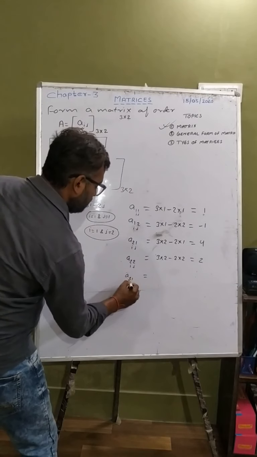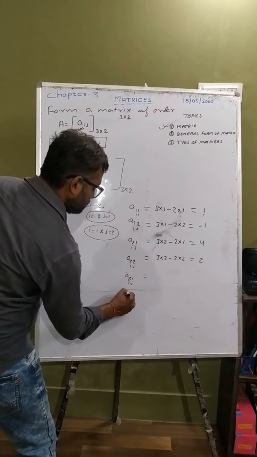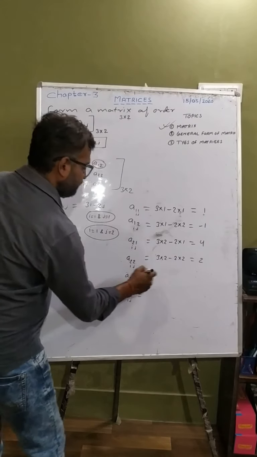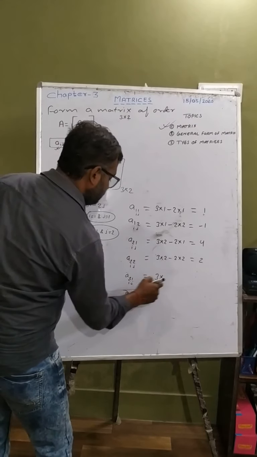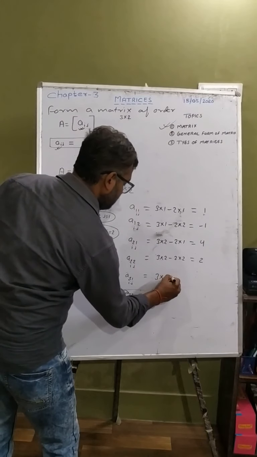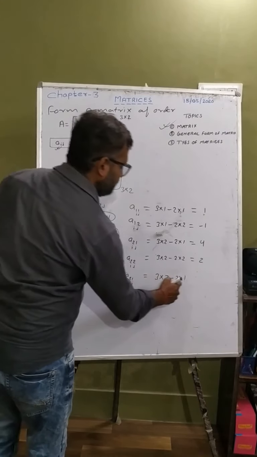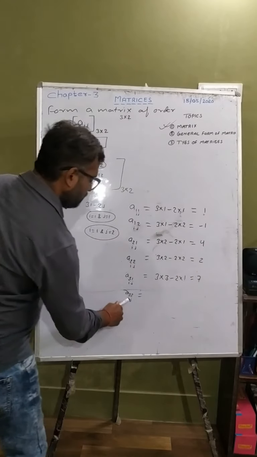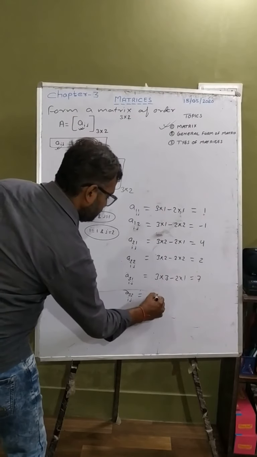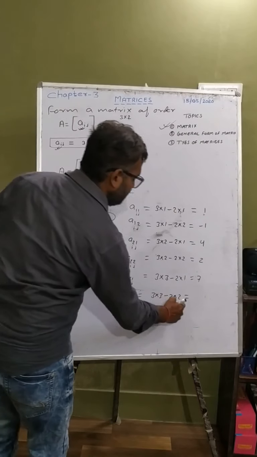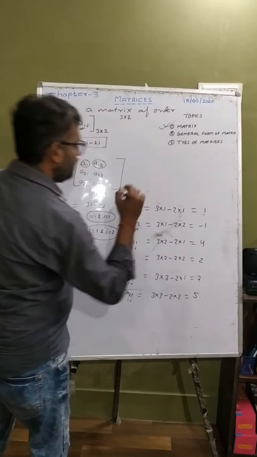A31, i equals 3, j equals 1. A32, i equals 3, j equals 2. 3 into 3 minus 2 into 1. 3 threes are 9, 9 minus 2 is 7. And 3 into 3 minus 2 into 2. 3 threes are 9, 9 minus 4 equals 5.